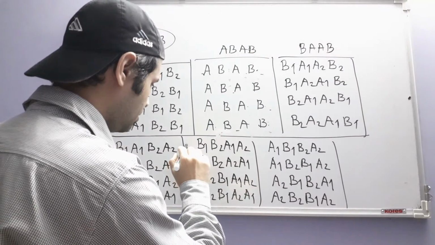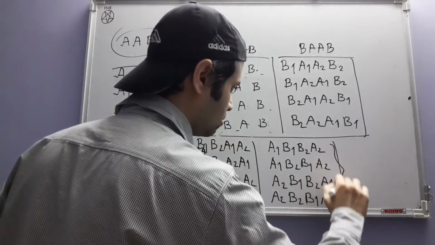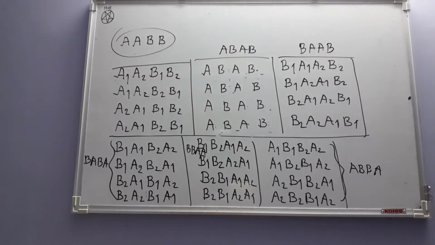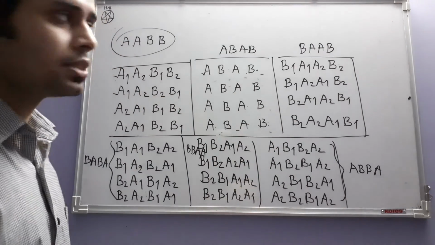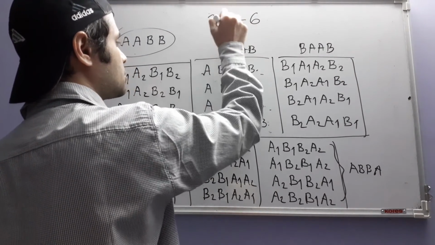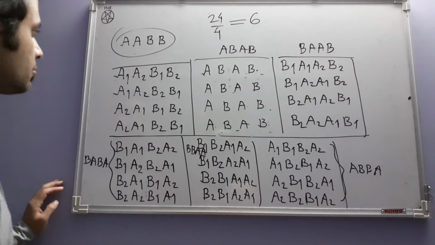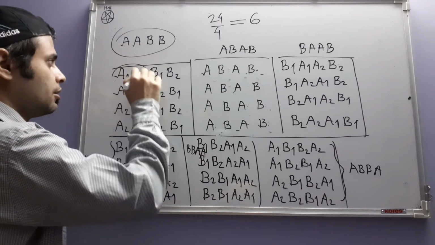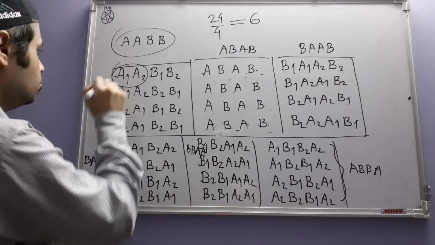Here I get BBAA, and finally ABBA. So the total number of permutations really is the number of columns, which is 6. Now from 24 we get 6 by dividing it by 4. But why 4? It's because the number of ways we can arrange these two A's is 2.